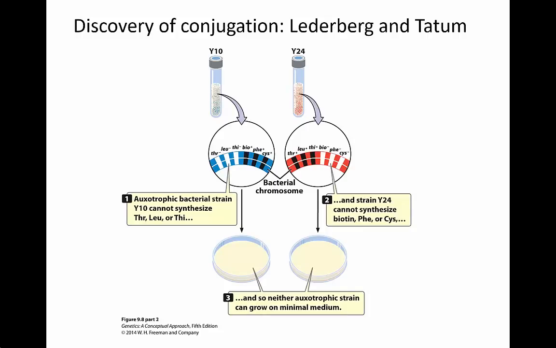I want to tell you about an experiment that was done by Lederberg and Tatum. This experiment was really the discovery of conjugation. These folks took two bacterial strains. One of those strains was an auxotroph for three different amino acids, threonine, leucine, and thiamine, so this particular strain could not make these three types of nutrients. Another strain was mutant for some other genes. This particular strain on the right could not make its own biotin, phenylalanine, or cysteine. And so neither of these bacterial strains could grow on minimal media. And you can see that there is no colony when they're plated.